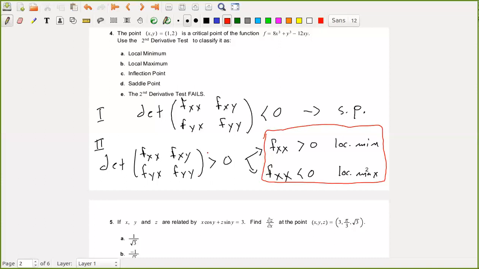Okay, in the next video, we're actually going to apply the second derivative test to solve the problem, but I just wanted to have one video where I reviewed what the second derivative test was.